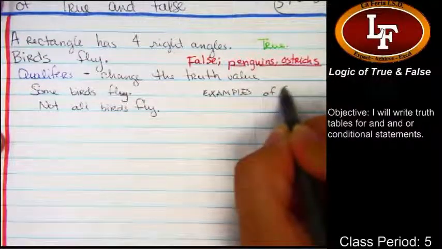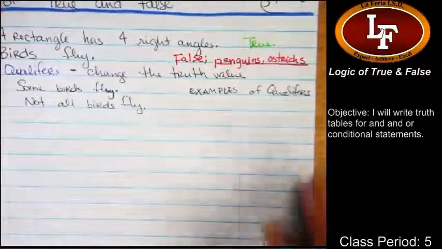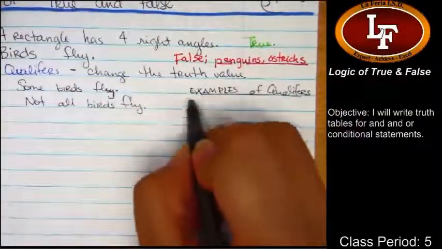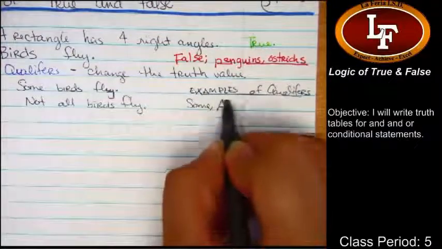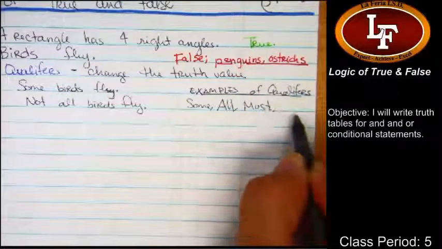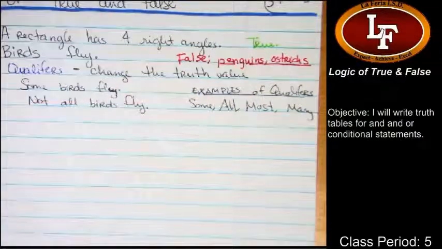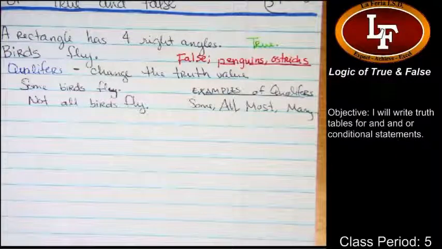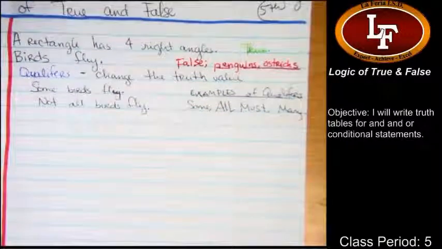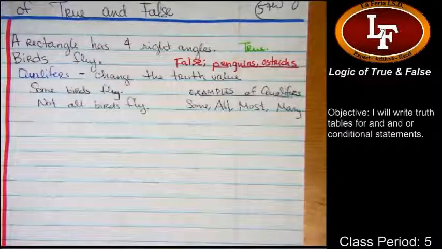Some other qualifiers that you might run into would be some, all, most, many, and the list goes on and on. Those are just a few of the qualifiers that can change the truth value of a statement. Awesome. You guys are really good at this.